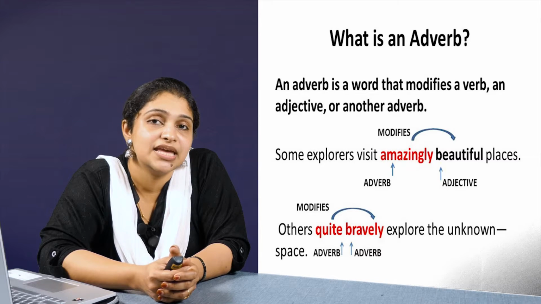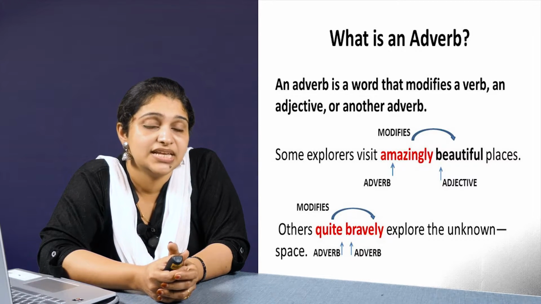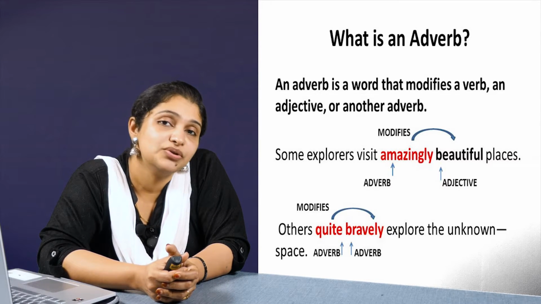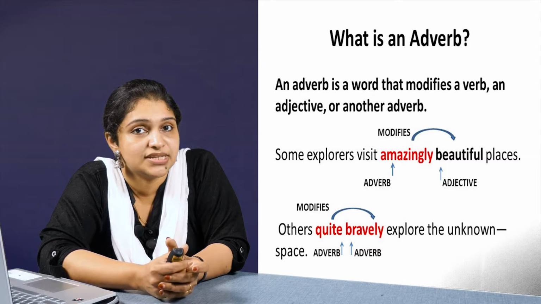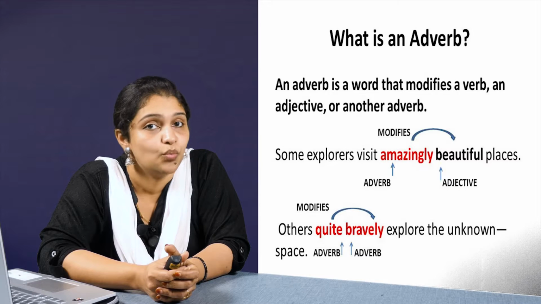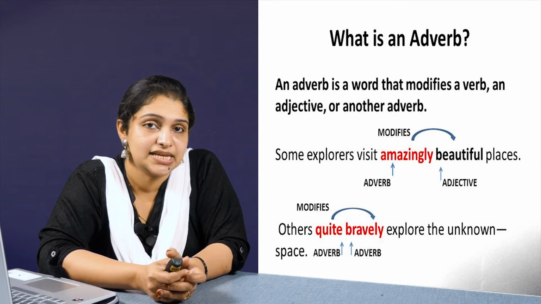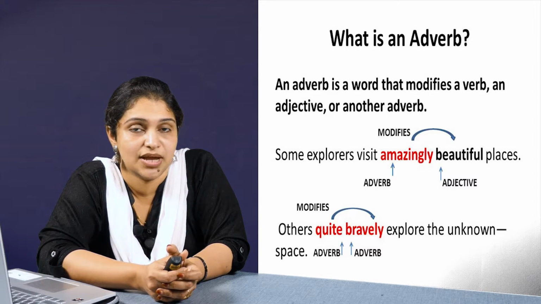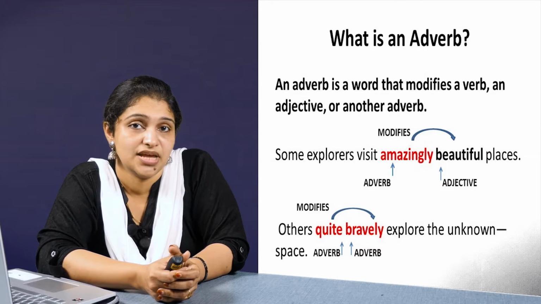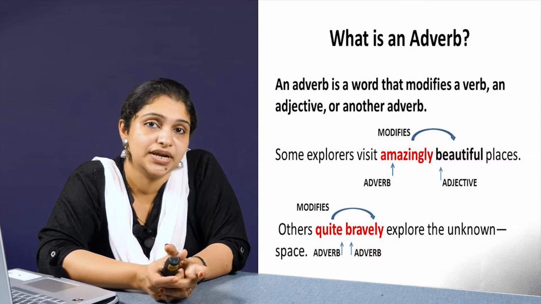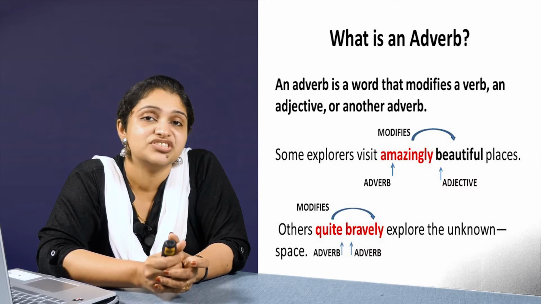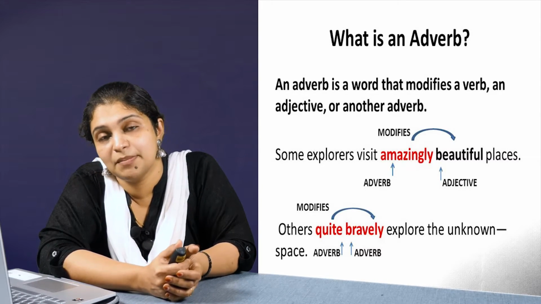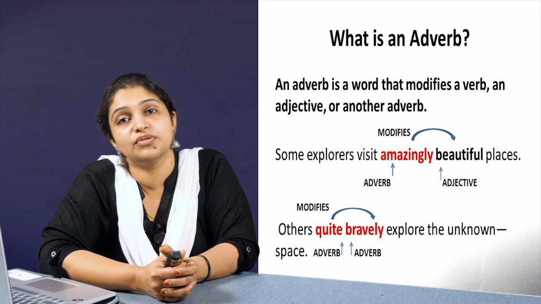Of course, you can see the beautiful places. What is the main verb there? Visiting. Visiting beautiful places by some explorers. That is the context, and that is the main verb. And amazingly is a word which describes your visit. It was a splendid, a marvelous visit. It was a wonderful journey. So amazingly is a word which opens up more and more detailing and information about the main verb visit. And therefore, they are called adverbs.